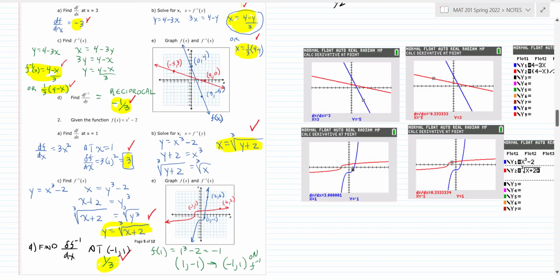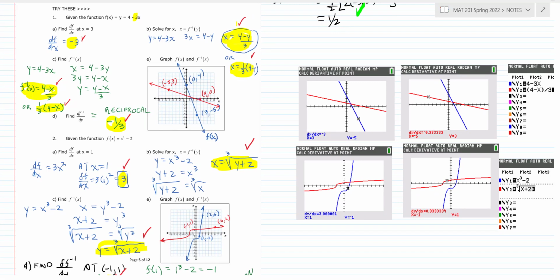pretty simple. On the first one, the derivative is -3. Okay, now this is a linear function, so that means if you're doing the derivative of the inverse, it doesn't matter what point you're at. That would be the reciprocal. So -3 and -1/3, you can automatically get that.